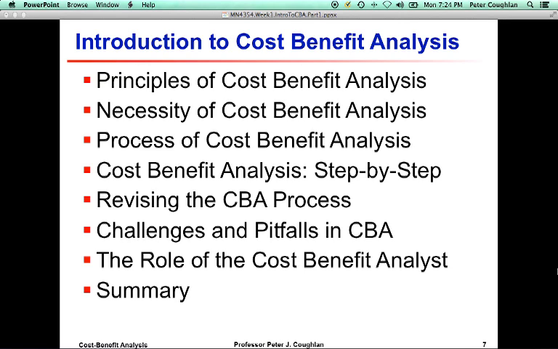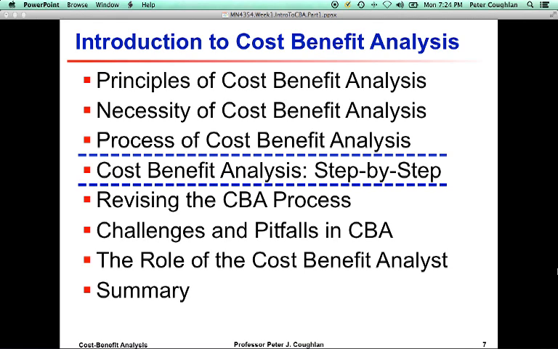But before we actually begin, let me point out that this is a lot of material. So I'm actually going to break it into 3 parts. Right now in this presentation, we're only going to cover the first 3 bullet points: the principles, the necessity, and the process of cost-benefit analysis.